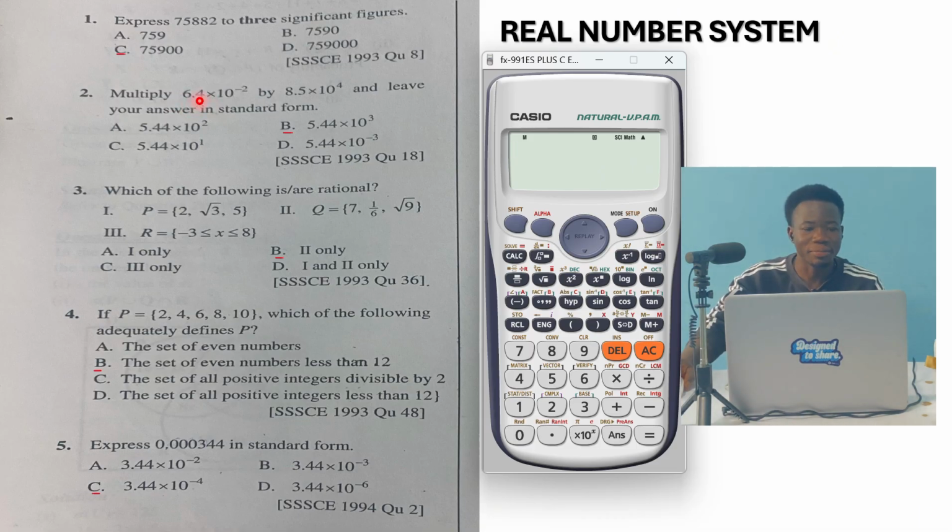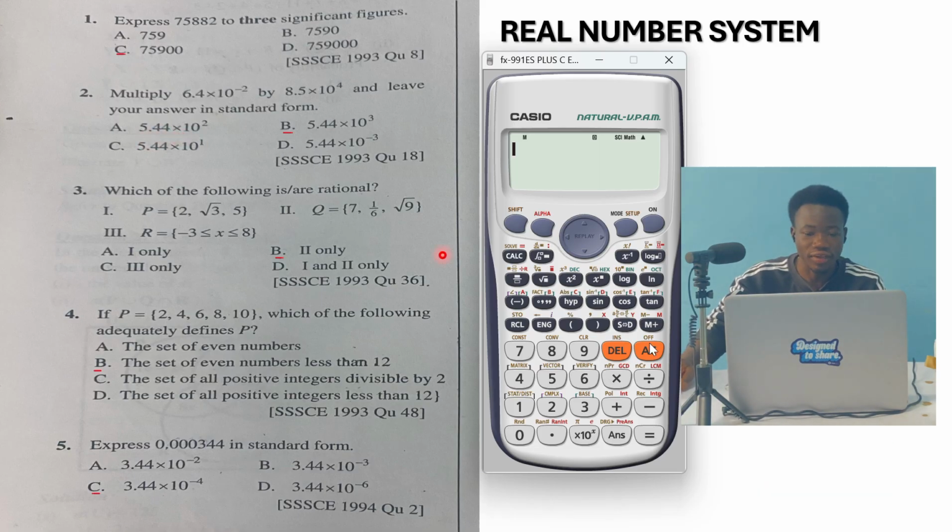The next question: 6.4 times 10 exponent negative 2 by 8.5 times 10 exponent 4, and leave your answer in the standard form. So this is what we refer to as the standard form. And each of the figures here has 3 figures, such as 5.44, which is 3 figures.